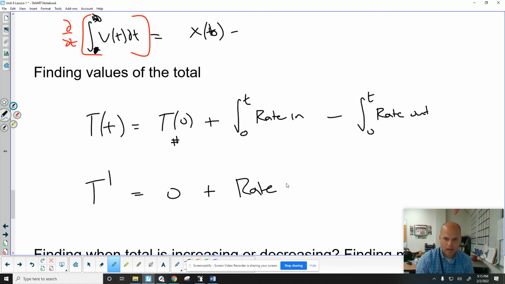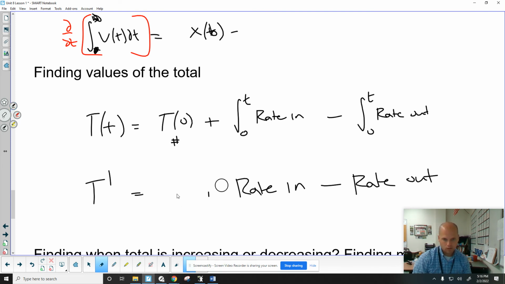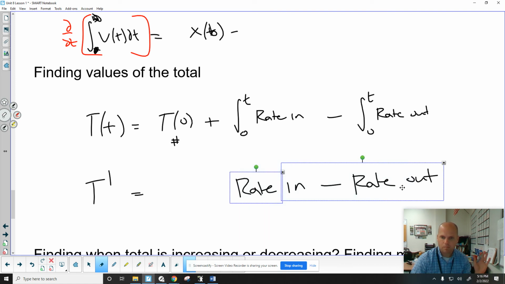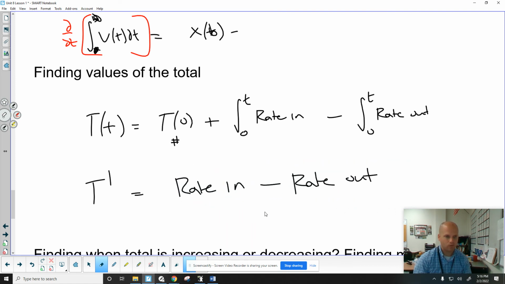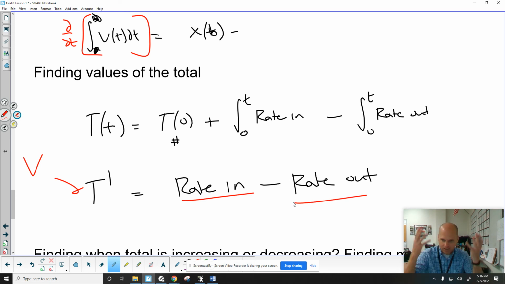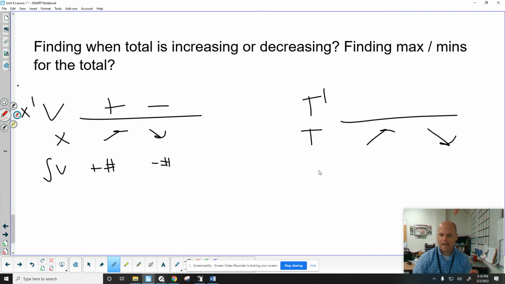Oh, T prime is my rate in minus my rate out. We just found a formula that is going to be the velocity of my total. You think of this as v, but since there's two velocities at play, subtract the out from the in, that's your overall velocity. Look at the rate in minus the rate out. If that's positive, my amount of water is increasing. If that's negative, the amount of water is decreasing.